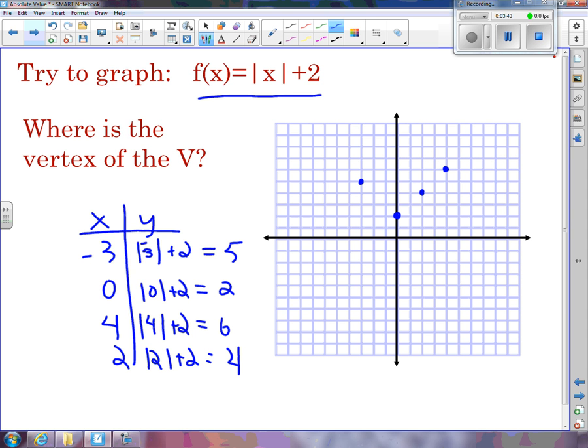So hopefully this is taking shape to you. If you feel like you need another point, plug in another point. -1, the absolute value of -1 plus 2. The absolute value of -1 is 1, plus 2 is 3. So I have the point -1, 3. Now it should be pretty clear that this is just a V graph that moved a little bit. The origin is no longer where the vertex is. The vertex moved up 2 because of this plus 2.